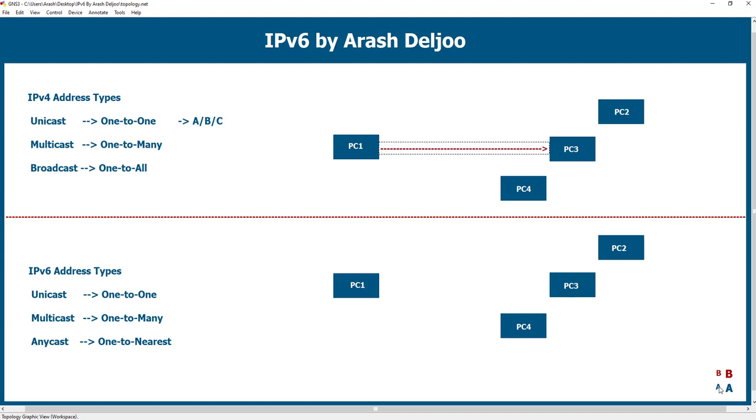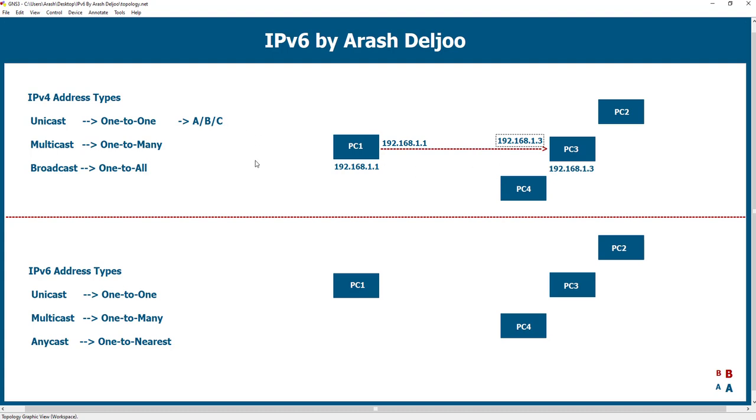Okay, assume that we have 192.168.1.1 as the IPv4 address of PC1 and 192.168.1.3 as the IP address of PC3. When you send traffic from the source IP 192.168.1.1 to the destination 192.168.1.3, this is a unicast packet, and also a unicast communication. We use unicast IP addresses as the source and the destination. This is unicast.